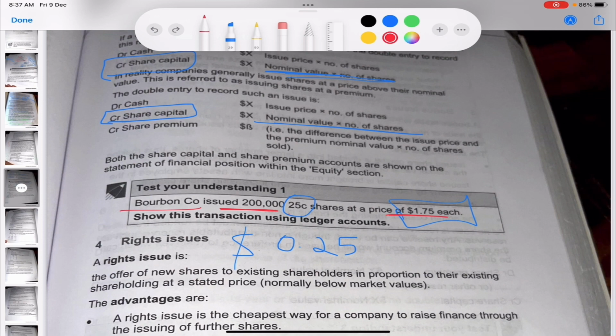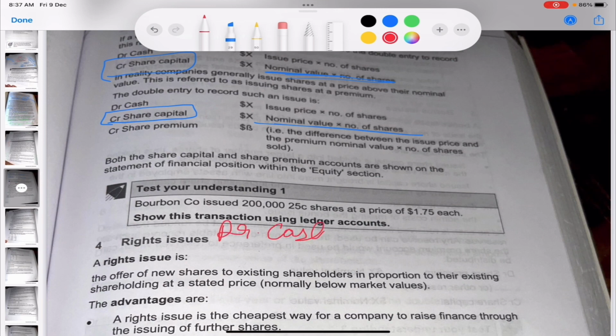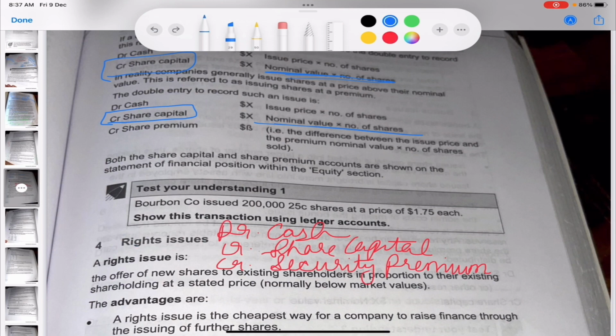You know the journal entry now. Now try solving it. Debit cash, credit share capital. Debit cash, credit share capital, and credit securities premium. Okay. Rule remains the same. In share capital, always the face value goes. The face value is this much, right? So what will it be? 0.25 multiplied by 200,000 shares.